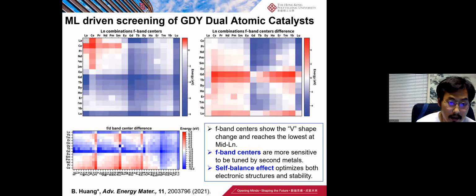To further understand the electronic structure, we have also reviewed the f-band center variations. The f-band center of lanthanide shows a V-shape change, so the middle lanthanide metal shows the lowest f-band center. Compared with the d-band center, the f-band center is more sensitive to the second anchoring metals. Due to the f-d orbital couplings, intra-atomic and inter-atomic, electrons can be transferred from the d-band to the f-band through the cell balance effect. And this effect can further optimize both electronic structures and thermodynamic stabilities.